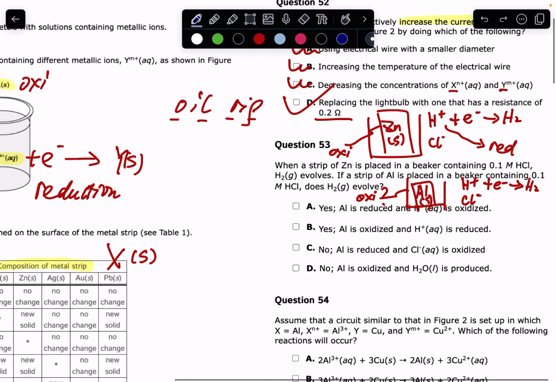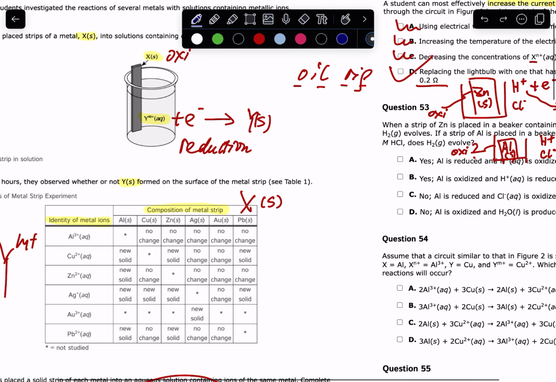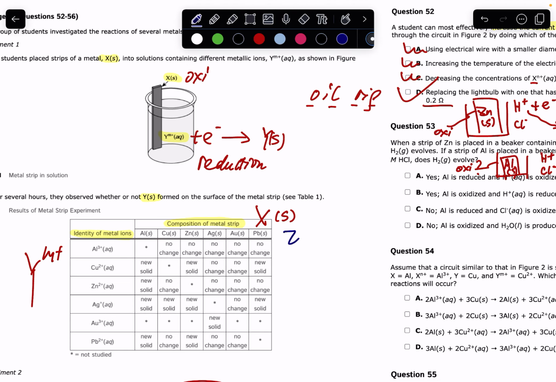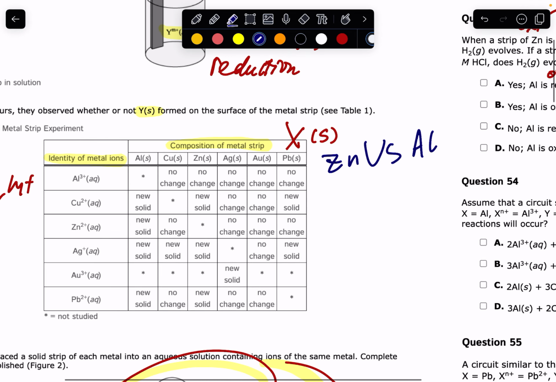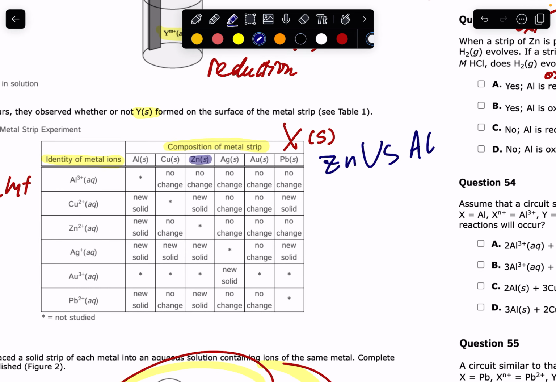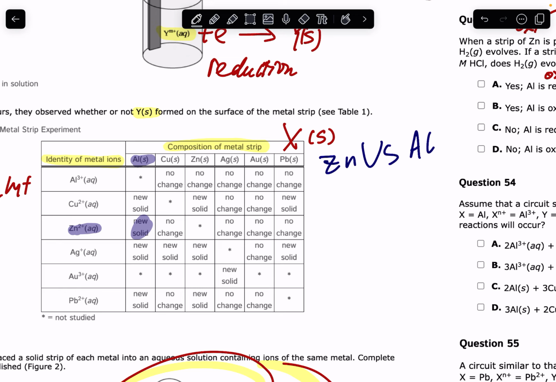So I need to go back to my table to really compare zinc versus Al. Okay, so I'm gonna do my comparison now. I'll use a different color. So zinc, let me find zinc. I have a zinc here, and I have Al here. It tells me no change, and then I don't like it. So I'm gonna find Al here, and then zinc here. Oh, I see new solid, right? That's more confirmative than the other no change. It really doesn't tell me something I can apply to my question, right?